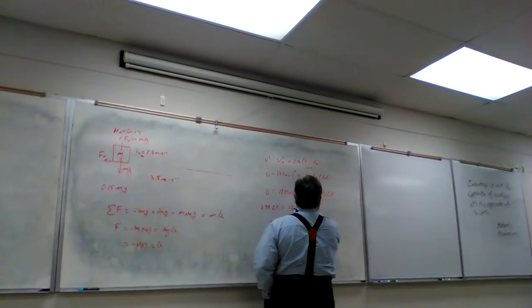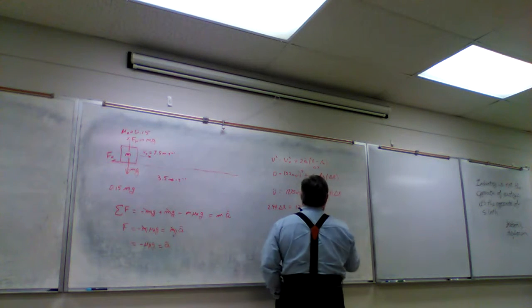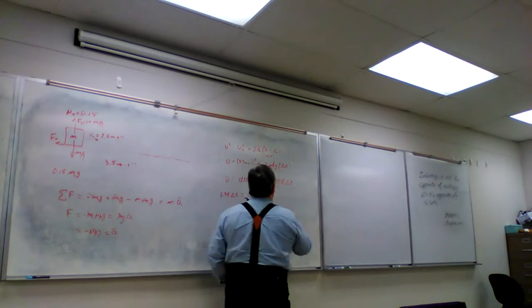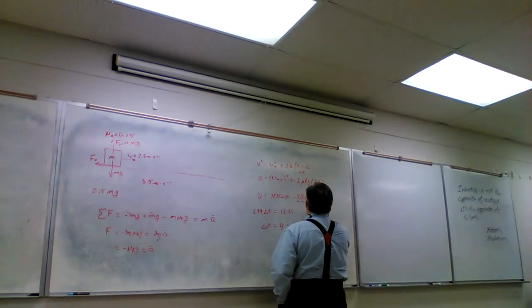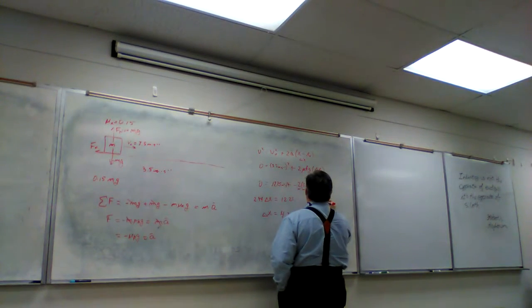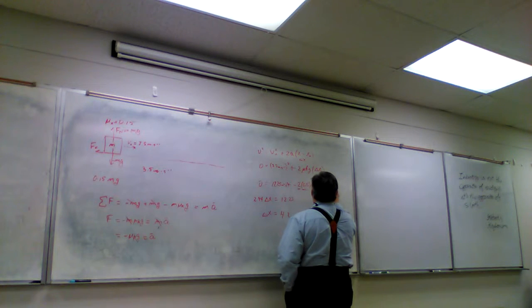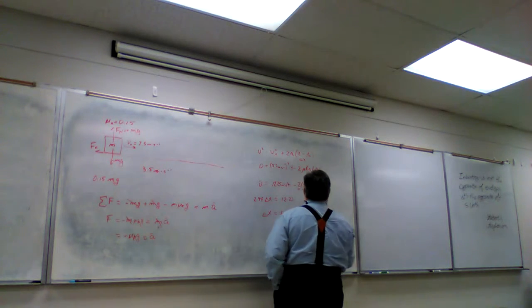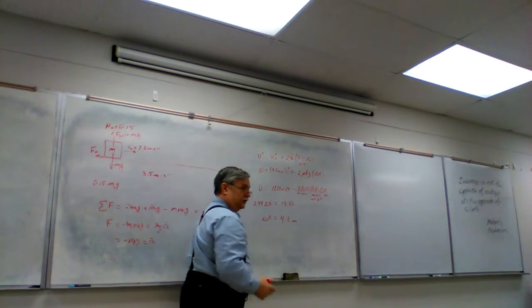Here we have 2, which is unitless. Mu sub k is also unitless. 9.8 is meters per second squared. And delta x is meters. So this is meters squared per second squared. So we're good there so far.